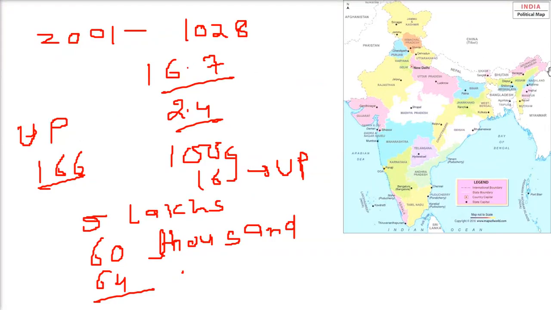And when we come to the northeast area, Mizoram also has a very, very low population. And then you come to Sikkim, and it's very low. This is Sikkim. Gangtok is the capital.